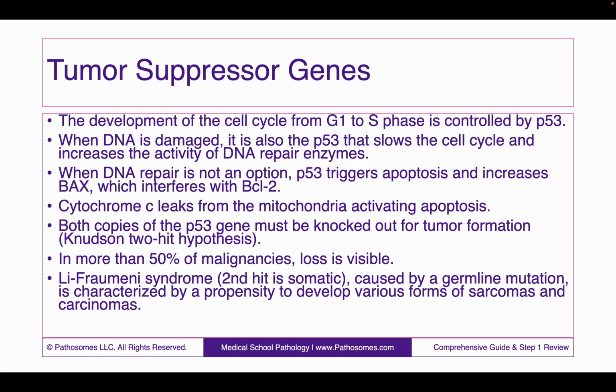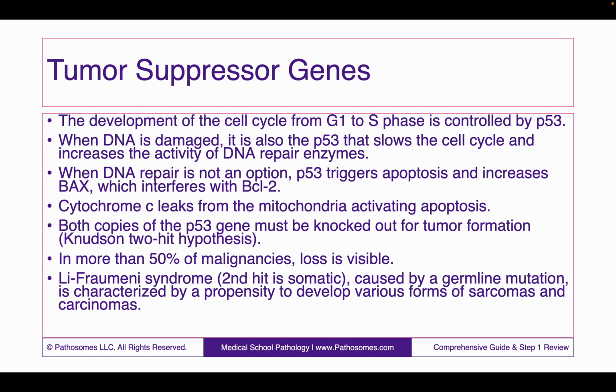The development of the cell cycle from G1 to S phase is controlled by p53. When DNA is damaged, it is also the p53 that slows the cell cycle and increases the activity of DNA repair enzymes. When DNA repair is not an option, p53 triggers apoptosis and increases BAX, which interferes with BCL2. Cytochrome C leaks from the mitochondria, activating apoptosis.